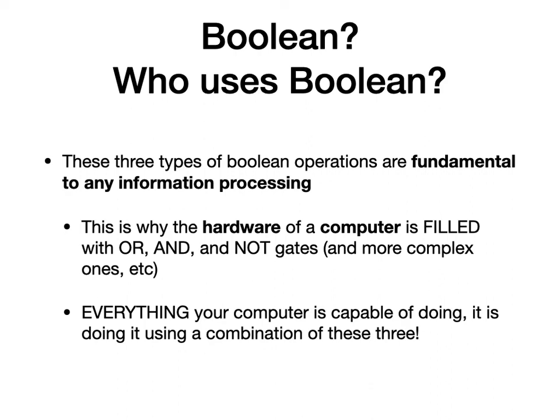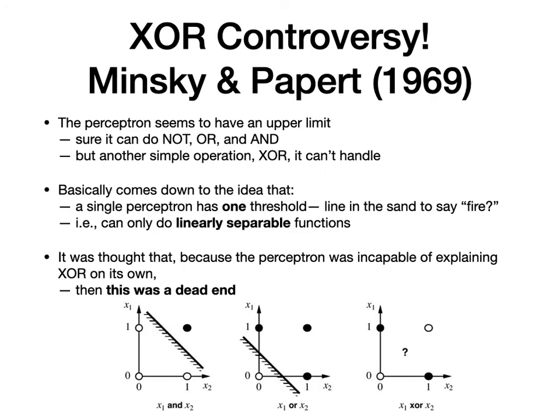Where do we start? Well, here's an interesting page from history. We can look at the XOR controversy. This is Minsky and Papert, 1969. So the perceptron seems like it has an upper limit when we first are getting into this space of, hey, perceptrons are a thing that we can model. It's close to what a neuron does, maybe not perfect, but it's doing something neurological-ish, right? Sure, it can do these NOTs, ORs, and ANDs.